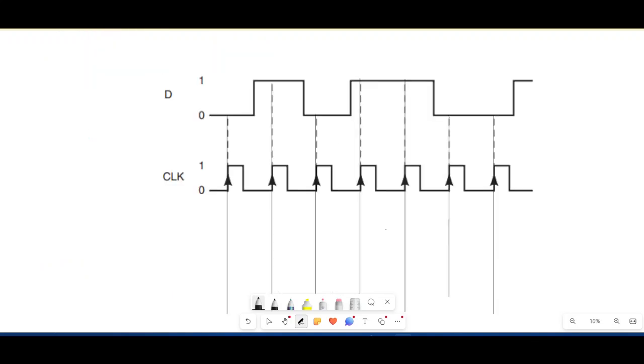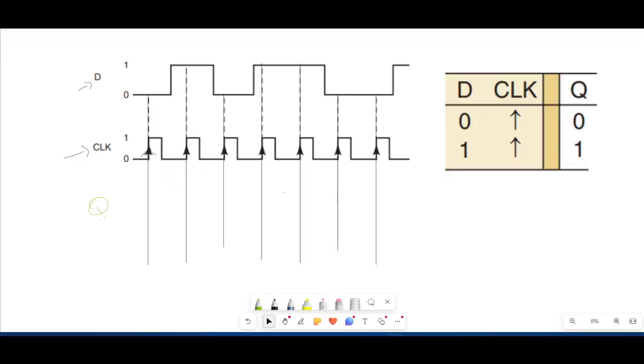Now, here is a clearer version of the diagram. So this is our D input. This is our clock signal. We have drawn our arrows at the positive going edge of all our clock signals. So now we're going to draw our output Q using our truth table. So here's our truth table. Now we're going to look, assuming the initial state of Q is 1.